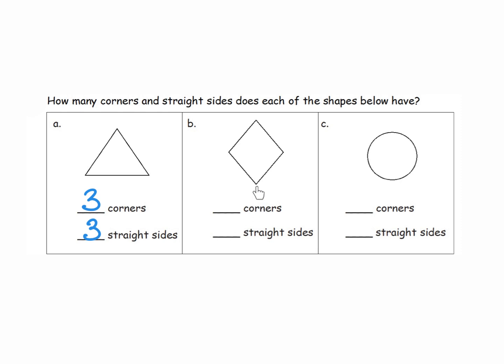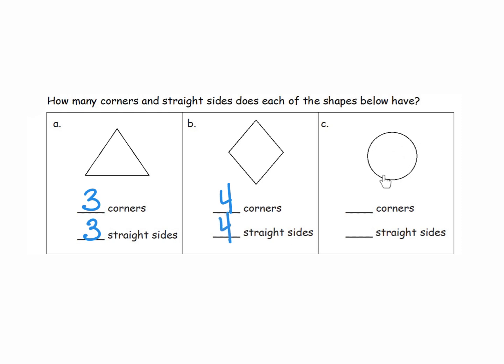Next, we're going to move on to this rhombus. We're going to count our corners first. 1, 2, 3, 4. Okay, we're going to write in a 4 under corners. And then we'll move to straight sides. 1, 2, 3, 4. 4 straight sides as well.